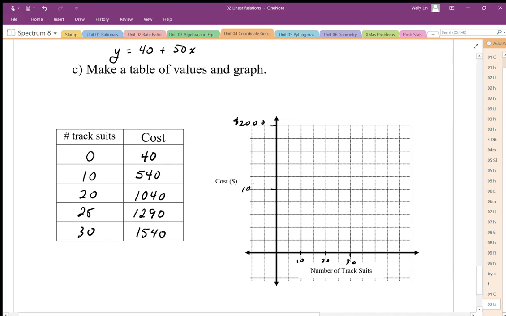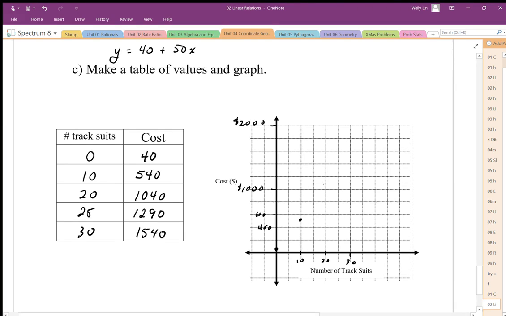You're not going to get some really weird looking graph. So it's going to be $1,000 here. 0 tracksuits costs us $40, so $40 is going to be way down there. 10 tracksuits is going to be $540, so maybe somewhere around here. That's 400, that's 600, so it's going to be a little bit closer to 600. 20 tracksuits is going to be $1,040, so maybe right about there.